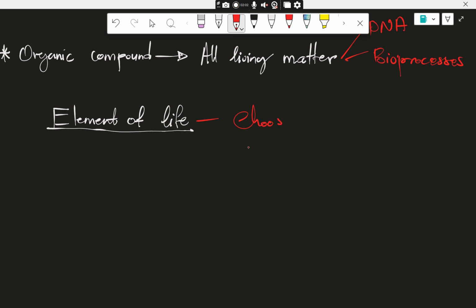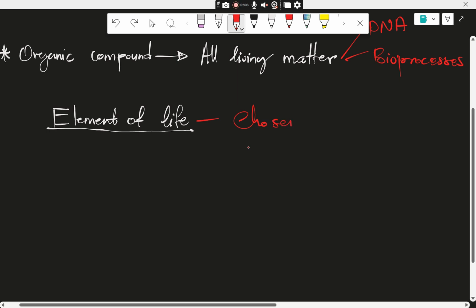Emphasis on the chosen. Let me just remove this. So chosen written like this, right? So this is the chosen element of life.